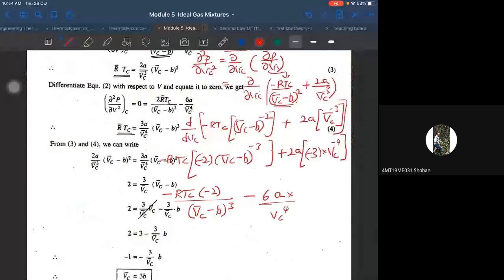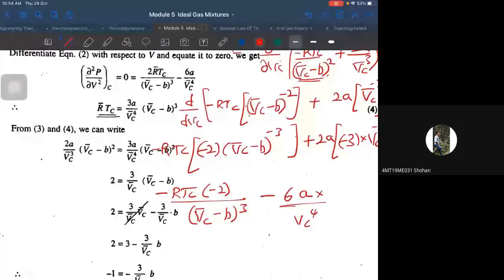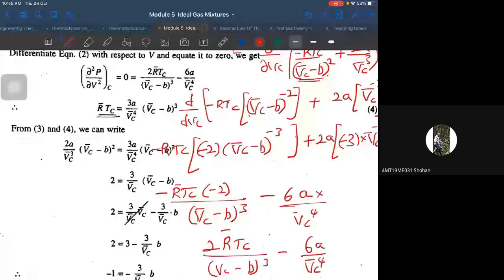Now I'll put it neatly. Minus into minus is plus here, so 2 R bar Tc divided by (Vc minus b) whole cube, minus 6a divided by V bar c to the power 4. I have missed the bar everywhere, you have just put the bar there. So it is 2 R bar Tc divided by (Vc minus b) whole cube, because this minus and this minus will become plus, and this is the expression which is just written here.